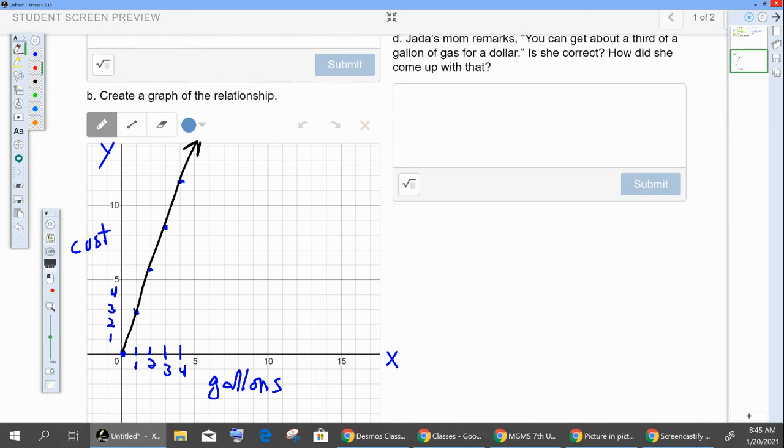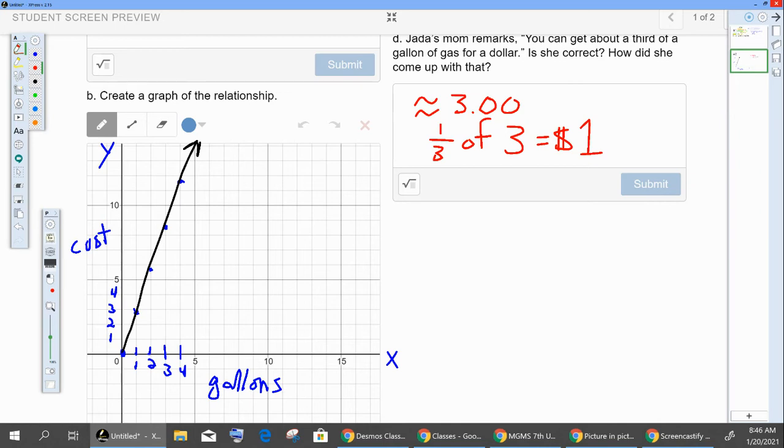Okay, and then finally, part D says, Jada's mom remarks, which means says, you can get about 1/3 of a gallon of gas for $1. Is she correct? Well, basically what she's doing is she's assuming that $2.95 is about $3. And then she's saying 1/3 of $3 is $1. Now, is that true? Yes. And when it says, how did she come up with that? I'll just explain this in a sentence. She estimated the cost of a gallon of gas and divided it up into 3 parts.